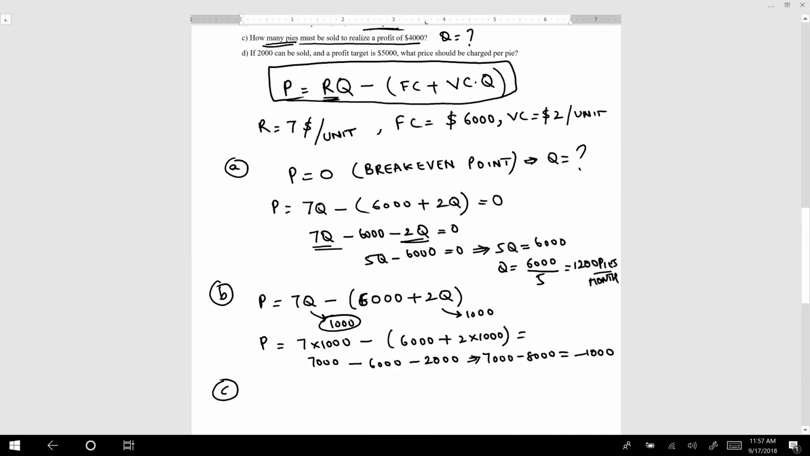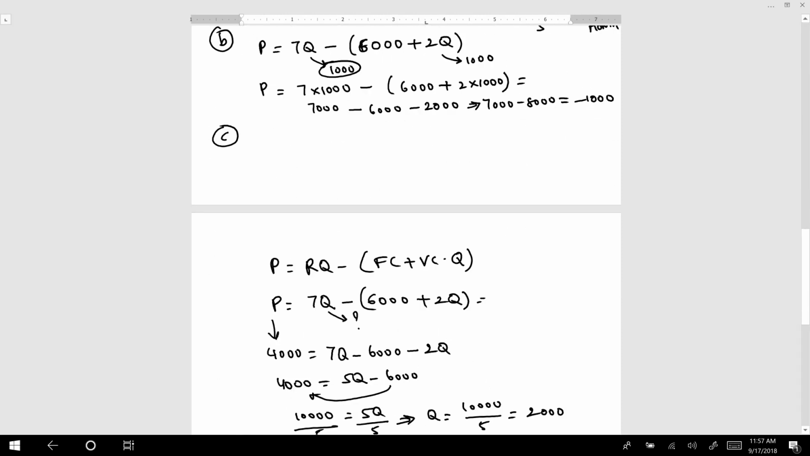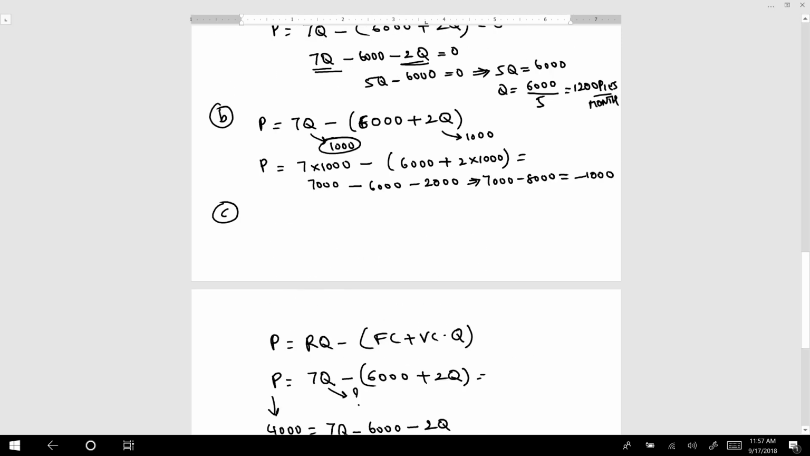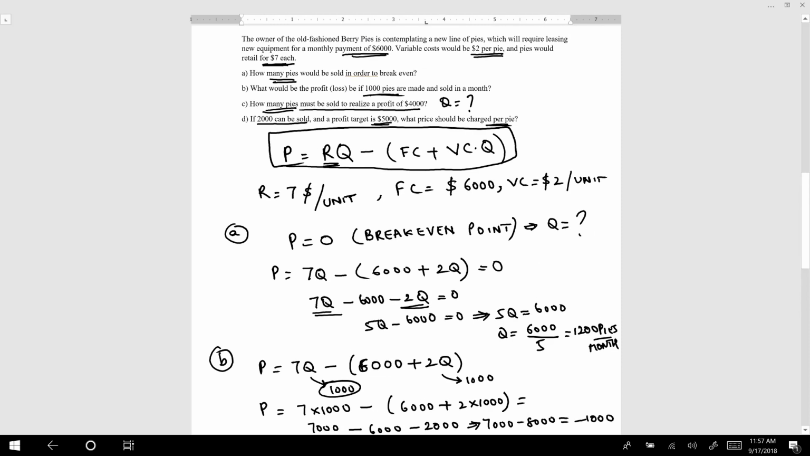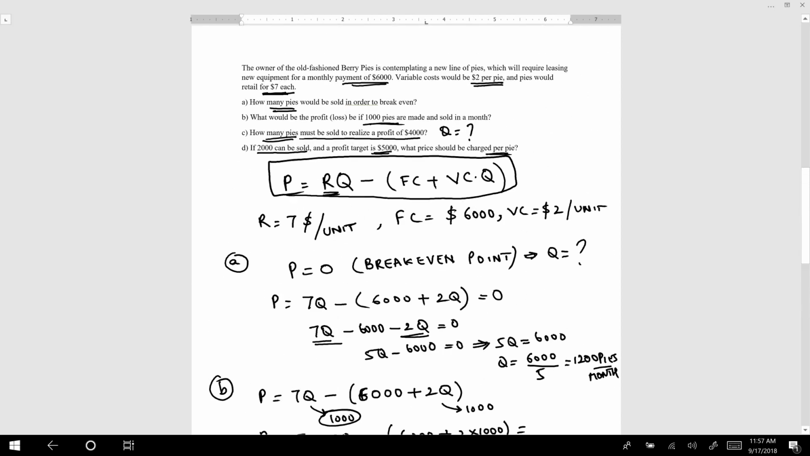Now part D, they are saying if 2000 can be sold and a profit of 5000 is the target, then what price should be charged per pie? So again we are using the same formula. P is equal to RQ minus fixed cost plus variable cost times Q. So the profit they wanted to get is in the question, $5,000, and then they wanted to determine the revenue. So that is what price should be charged per pie. So that's revenue per unit.